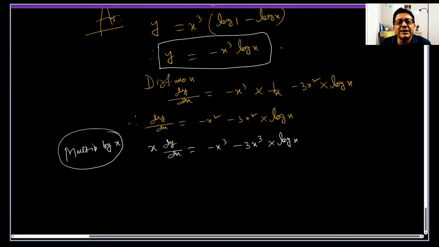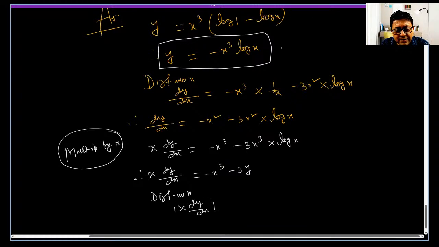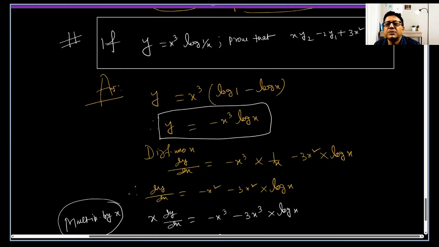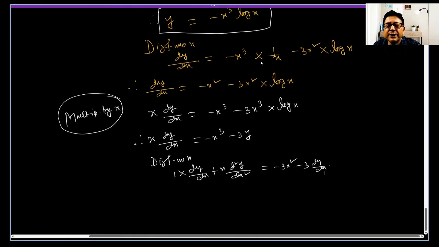This x cube log x I'll be replacing by minus y. So x dy by dx will be minus x cube plus y. Now differentiate with respect to x: 1 into dy by dx plus x into d square y by dx square minus 3 dy by dx. Just take all the terms on the left hand side, then you'll be getting the answer.